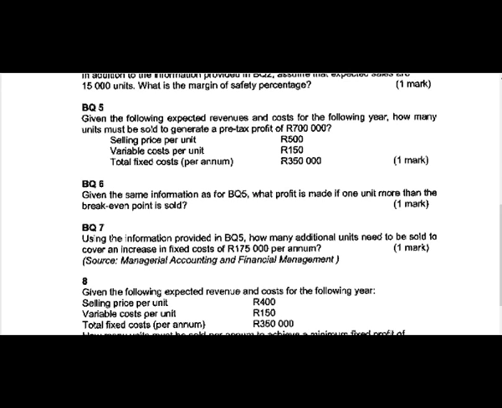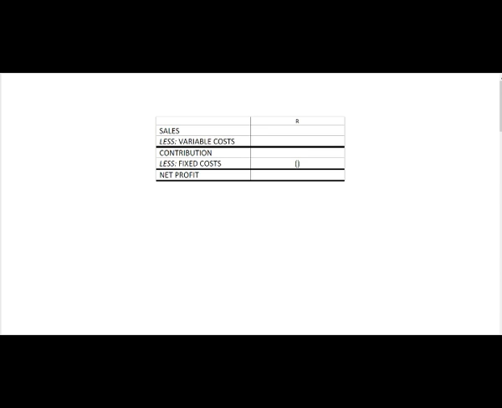So let's move on to BQ6 now. BQ6 is a little bit complicated. I just think you need to understand what contribution is in order to do this question. So let's look at it right now. Contribution contributes towards covering fixed costs and toward making profits. That's why it's called contribution. Now, at the break-even point, contribution only contributes towards covering all the fixed costs because the profit is 0.